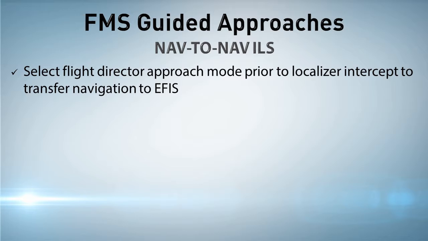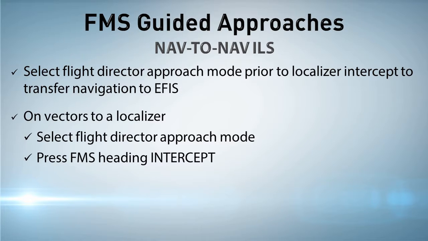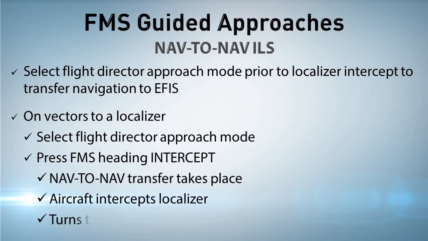Selection of flight director approach mode is required for the FMS to hand off navigation to the EFIS. This must be accomplished prior to the localizer intercept, for both auto activation when flying an approach transition or when flying vectors with FMS heading to localizer intercept. On vectors to intercept the localizer, select flight director approach mode, then press FMS heading intercept. This will result in the nav-to-nav transfer taking place, the aircraft intercepting the localizer and turning to final.